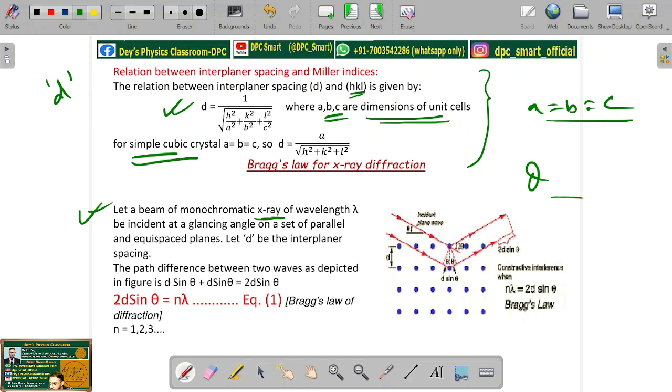Glancing angle means, if this is the plane and this one is the X-ray and it is the diffracted ray, then this angle is called glancing angle.